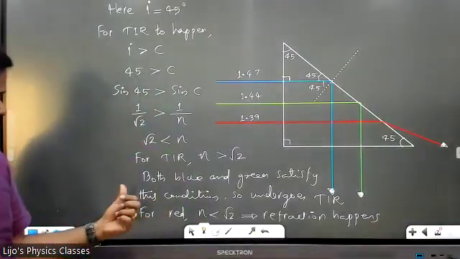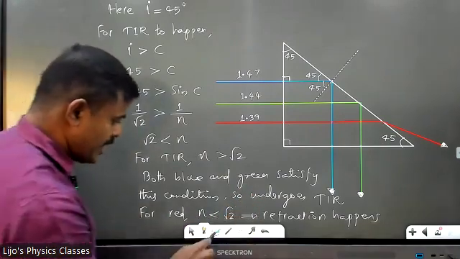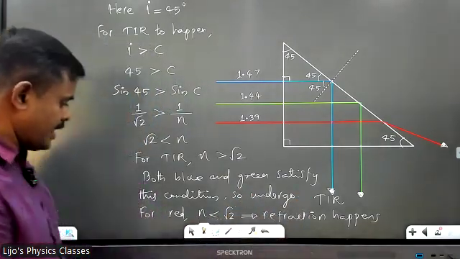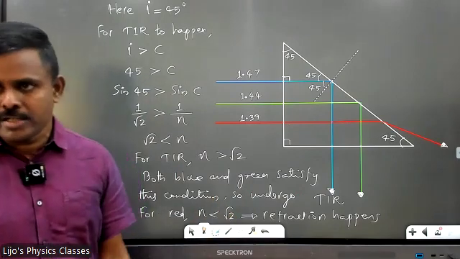So you have to finish writing this. Both blue and green satisfy the condition, so they undergo TIR. Red color does not undergo TIR; it undergoes refraction instead.